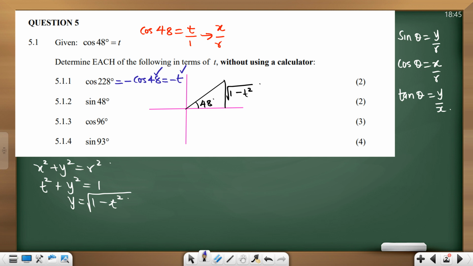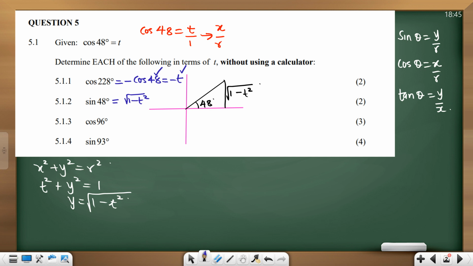Sine 48. Oh, definitely. Sine 48 is y over r. I'm going to need to do that. And already, do I know my y? What is the y? All right. Root of 1 minus t squared. I'm done. But show that step of calculation. We are done there. Is that making sense?